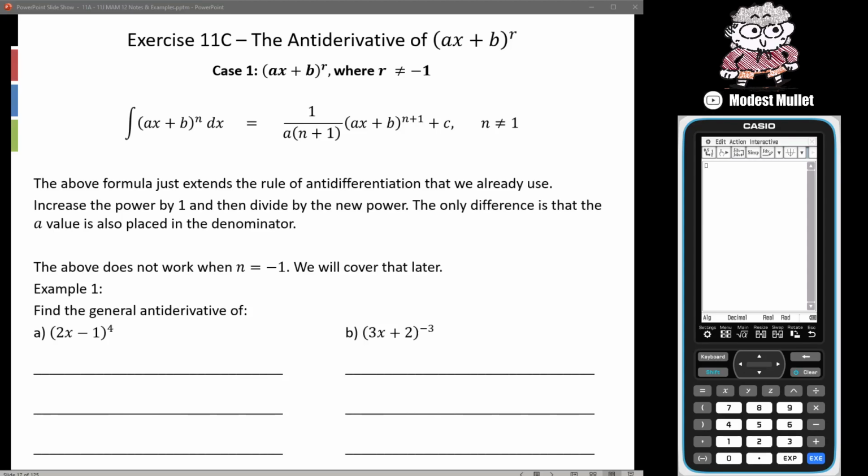Hello all and welcome to this video where we continue to look at integration and antiderivatives. In this video we're going to continue to look at some indefinite integrals of a couple of functions that we have come across.